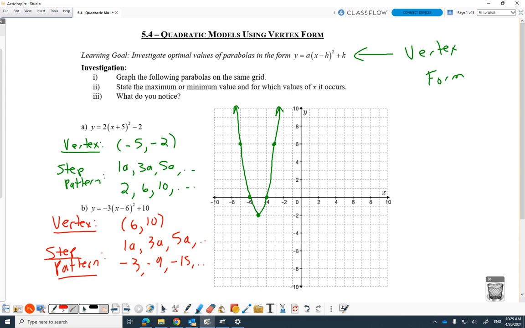Okay, so vertex 6, 10. And then from that point, go down 3. 1, 2, 3. From that point, go down 9. That's the only thing that messes you up with the step pattern: you have to go from that point. So down 9 from there, I think it's at -2. And then the next one goes off the page.